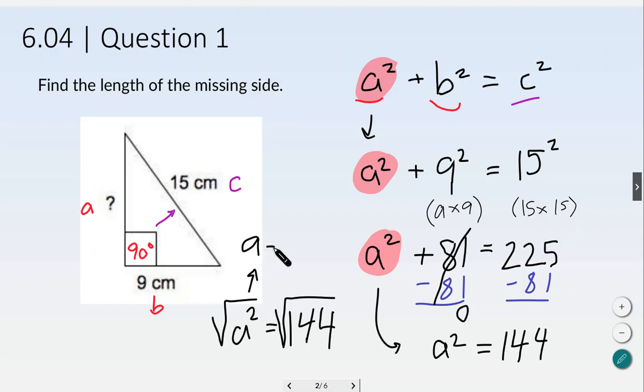I'm going to kind of go up here, and then I'm going to take the square root of 144. Well, the square root of 144 is 12. And so now I have my official answer for this. I know that a is equal to 12.